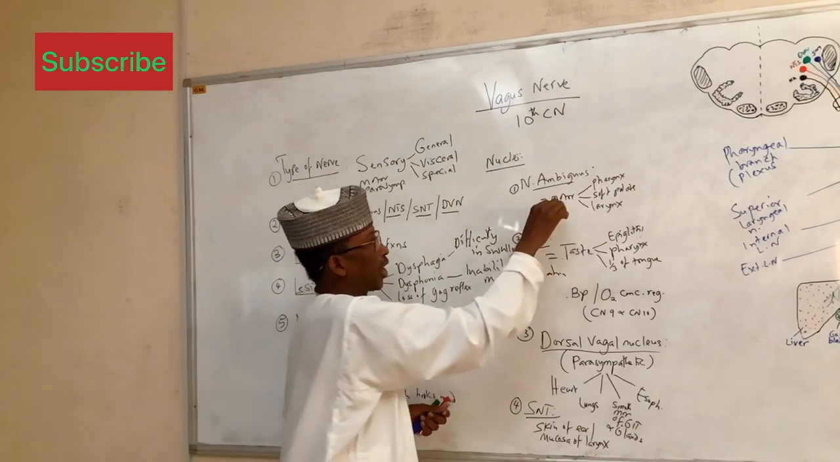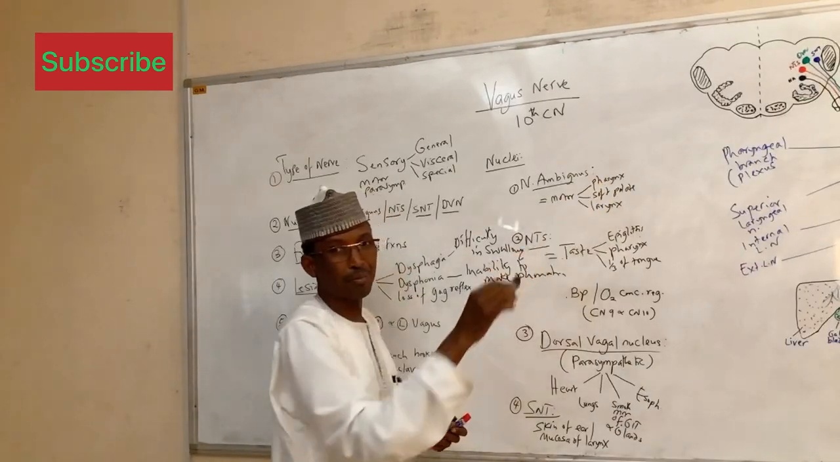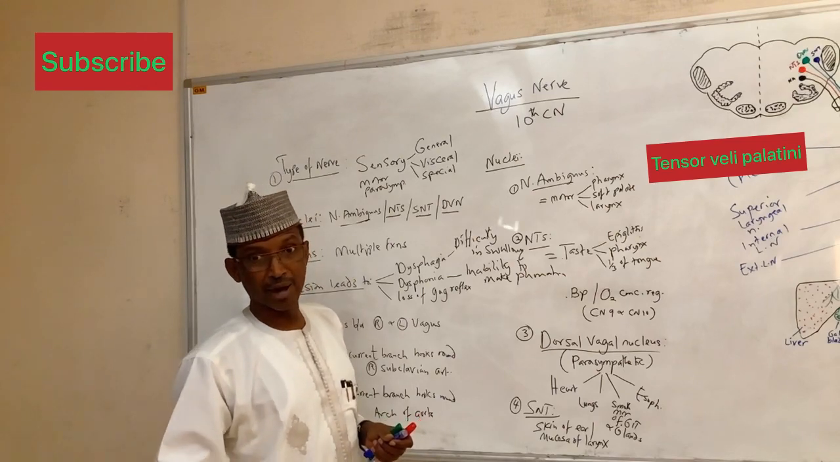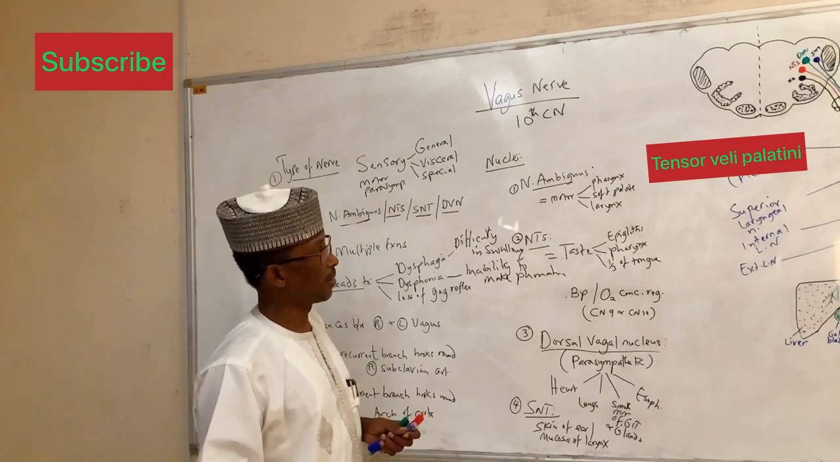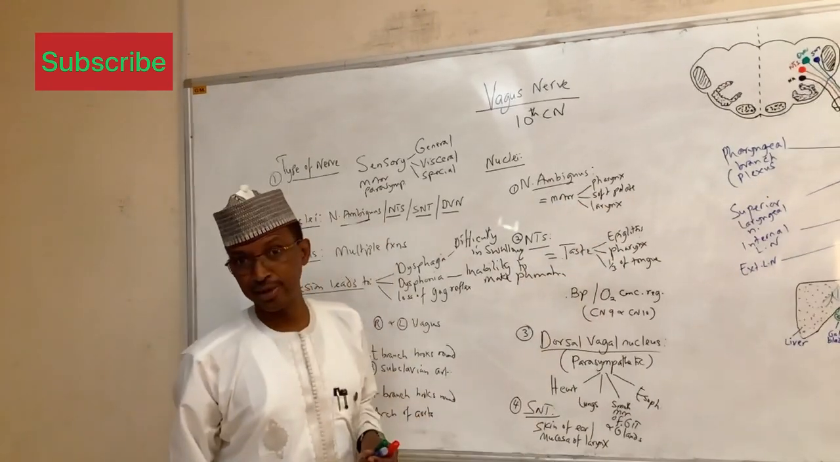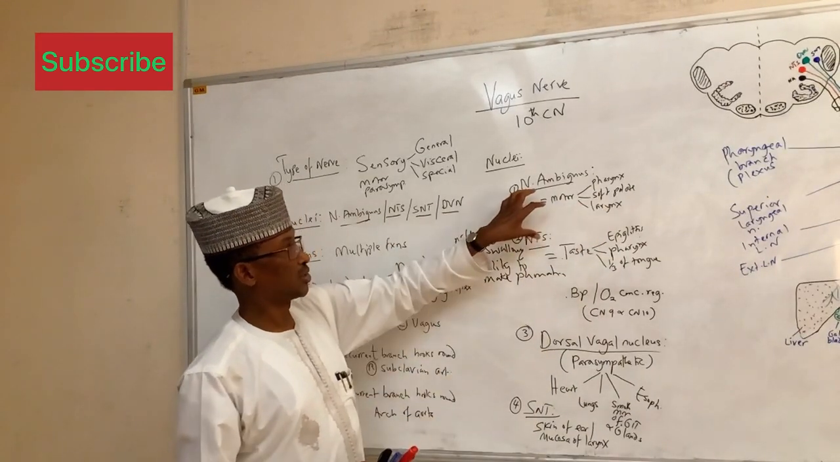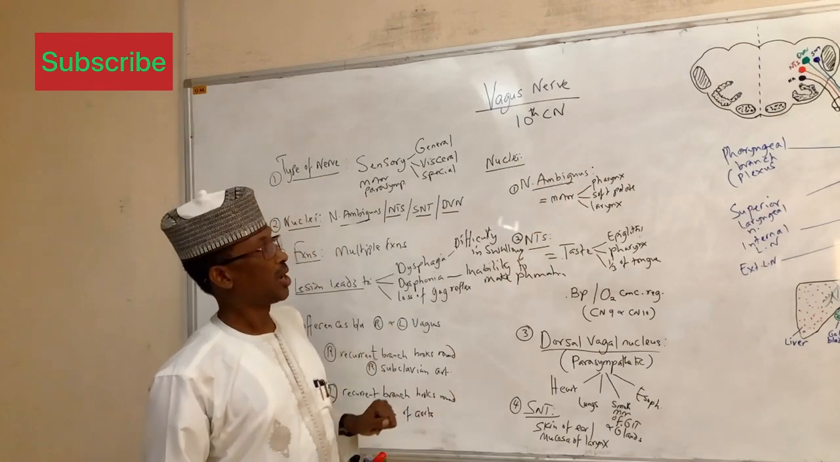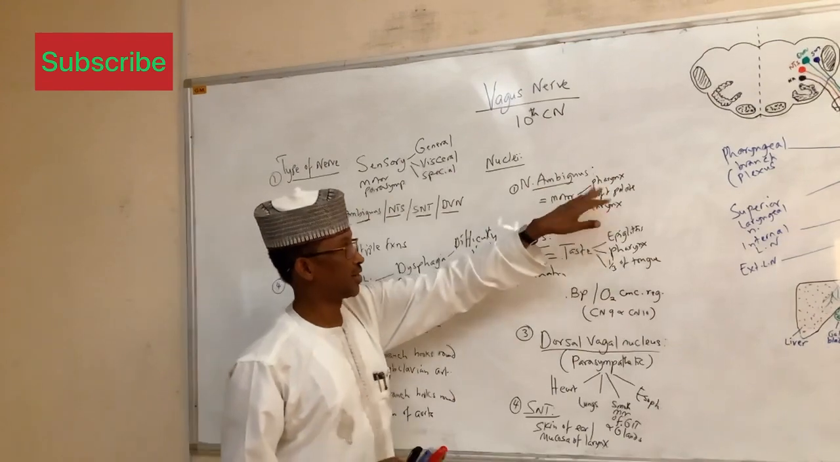It also supplies all the muscles of the soft palate, except one that we said is supplied by one of the divisions of the trigeminal nerve, and it also supplies all the muscles of the larynx. So these axons coming from the nucleus ambiguus all supply this group of structures: pharynx, soft palate, and the larynx.